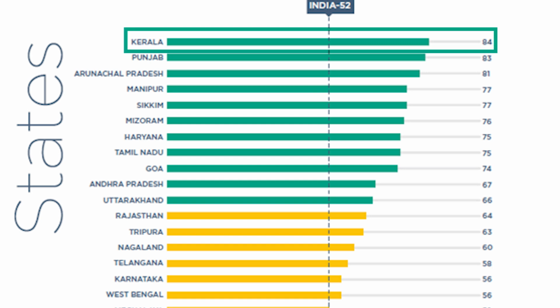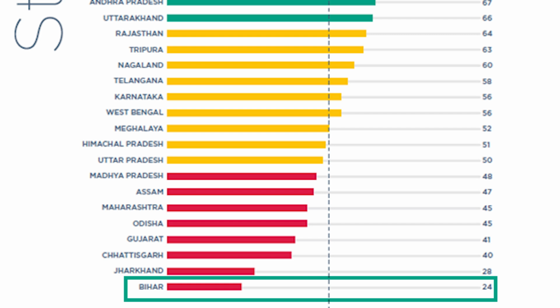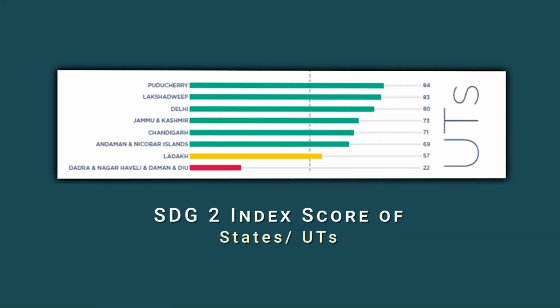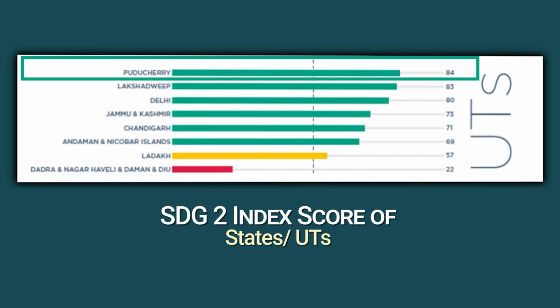Here Kerala is top, and Bihar with 24 is in the bottom line of this progress, right? Again, among the Union territories, Dadra and Nagar Haveli and Daman Diu with 22 is the bottom line. And when we talk about Puducherry, it is 84, right?